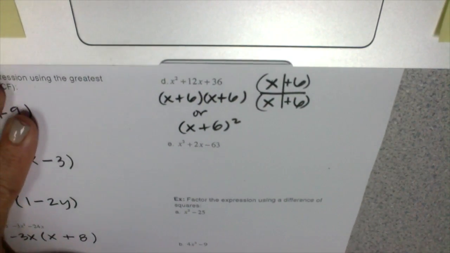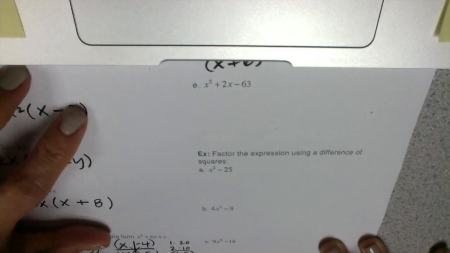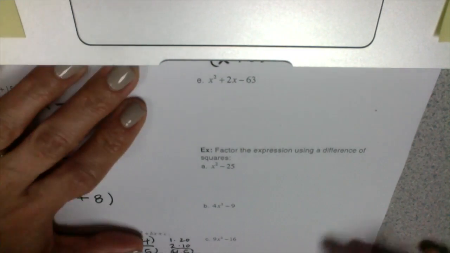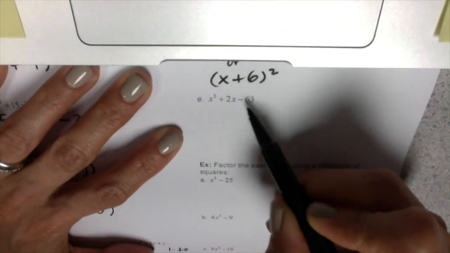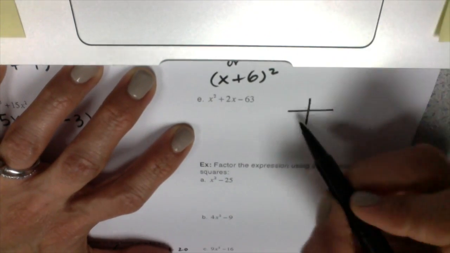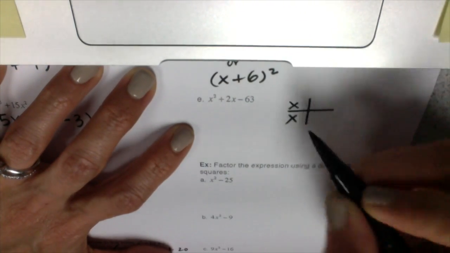Kind of similarly, let's do the same thing on, I believe, let's see the next one. So the next one is x squared plus 2x minus 63. So we'll up and down left, x and x.